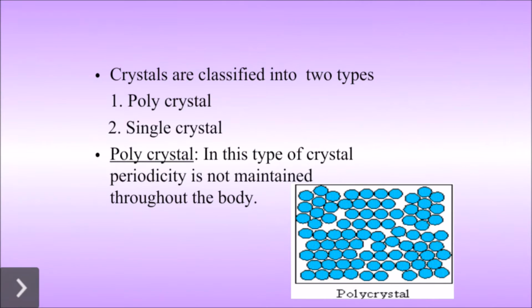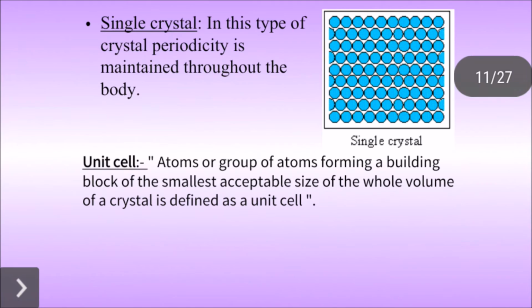Mainly, crystals are classified into two types. The first one is polycrystal and the second one is single crystal. A polycrystal is the type of crystal where periodicity is not maintained throughout the body, meaning somewhere it is a crystal structure and somewhere non-crystal as well. The second one is single crystal. In this type, the crystal periodicity is maintained throughout the body.